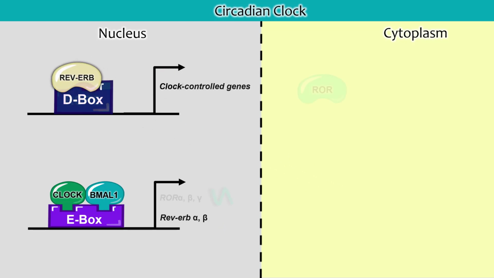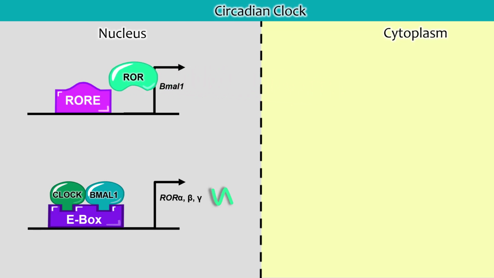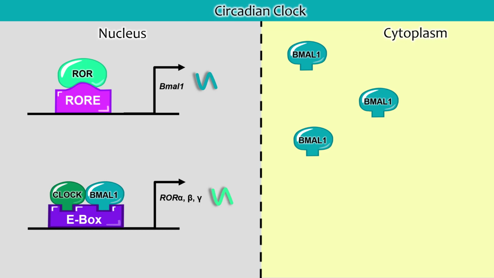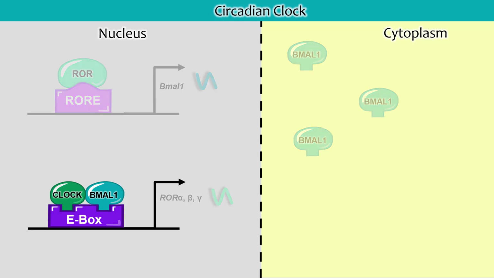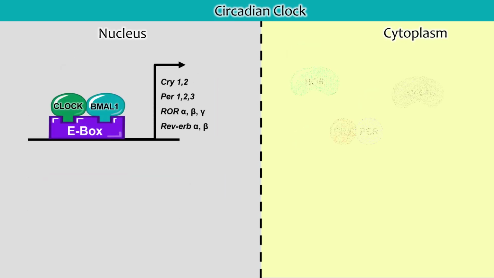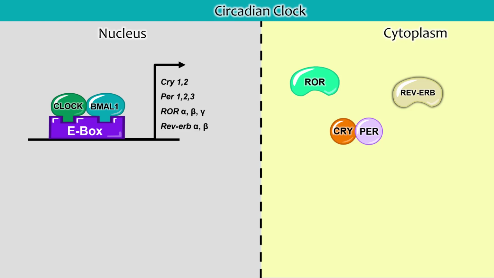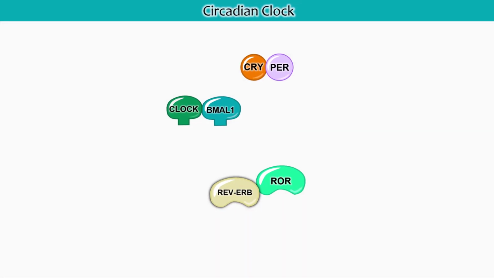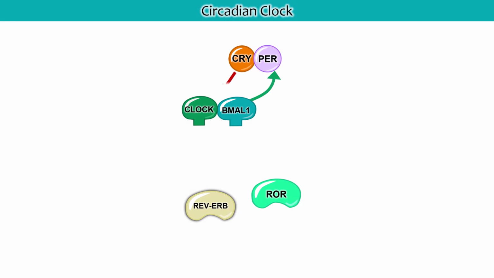Meanwhile, RORs promote the transcription of BMAL1 and cause BMAL1 protein levels to rise. REV-ERB and ROR act as an auxiliary loop to reinforce the core circadian clock and to help maintain its robust oscillation. These transcription factors and response elements affect the circadian clock and the expression of many additional target genes whose promoter regions have E-boxes, ROREs, or D-boxes. These other genes that have clock-dependent expression are called clock-controlled genes.